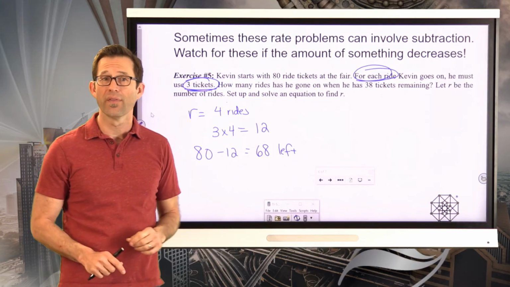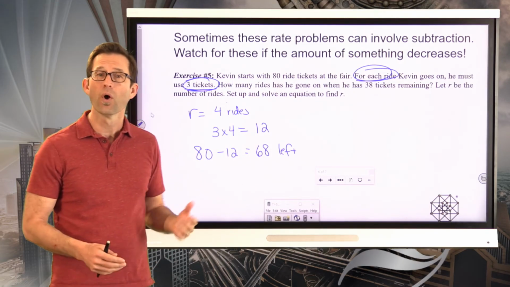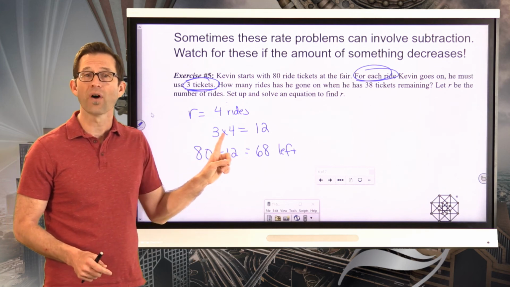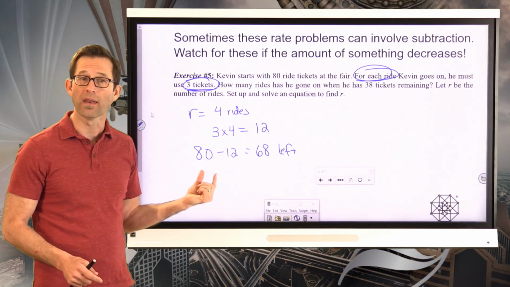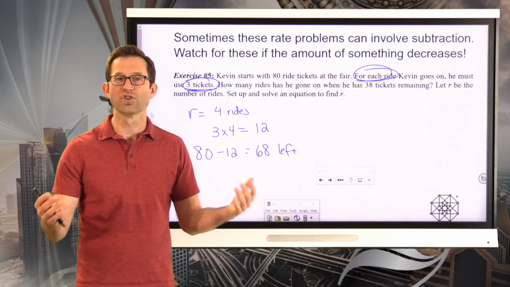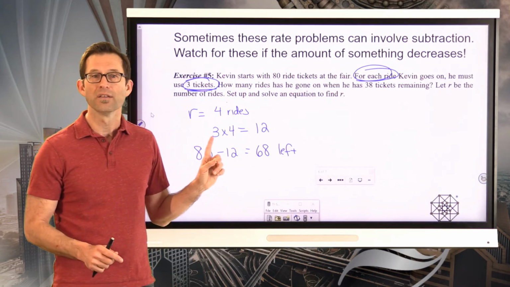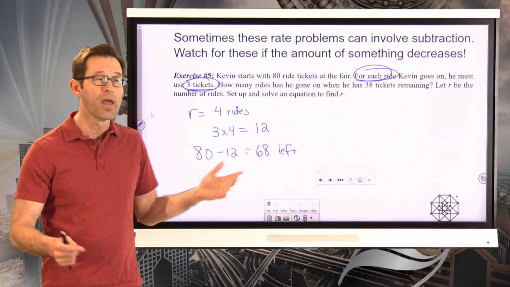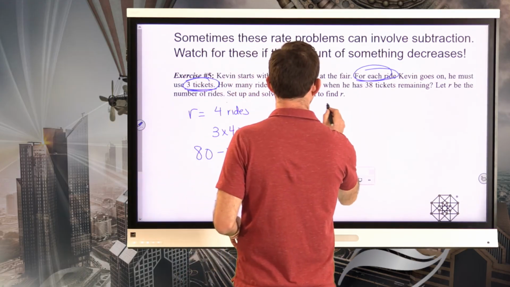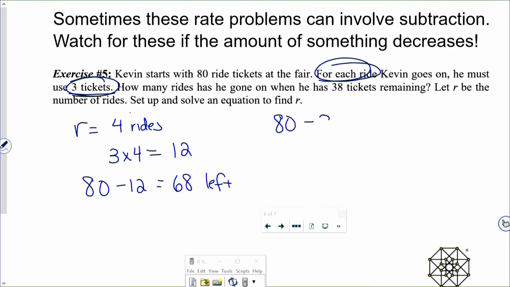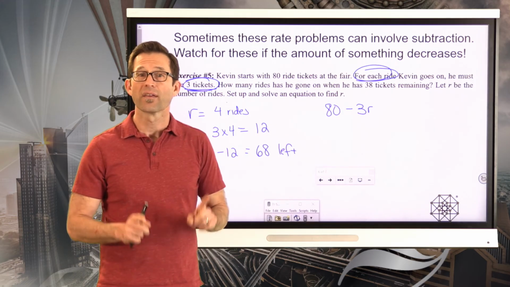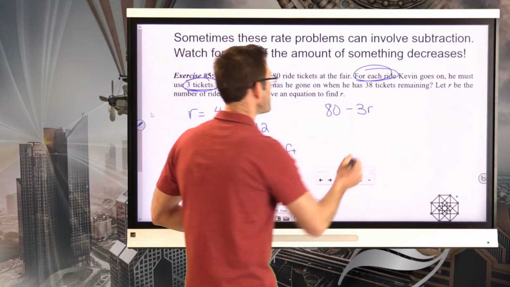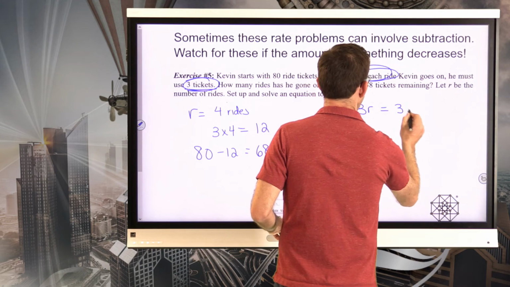Now, how do I calculate the number of tickets he's got left? Well, what did I do here? I had 3 times the number of rides. That was this, the 12. And then I subtracted that from 80. If I want to do that with the R just being generic, not being specifically 4 rides, then I wouldn't do 80 minus 3 times 4. I would do 80 minus 3 times R. So 80 minus 3R is going to tell me how many tickets Kevin has left. Now, I'm going to set that equal to 38.